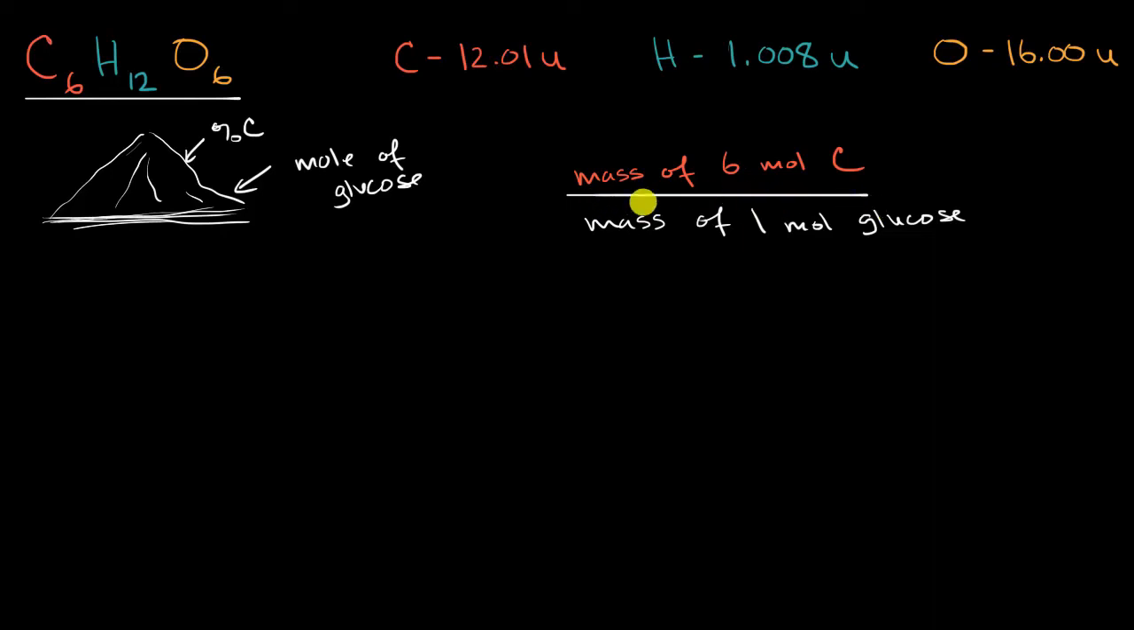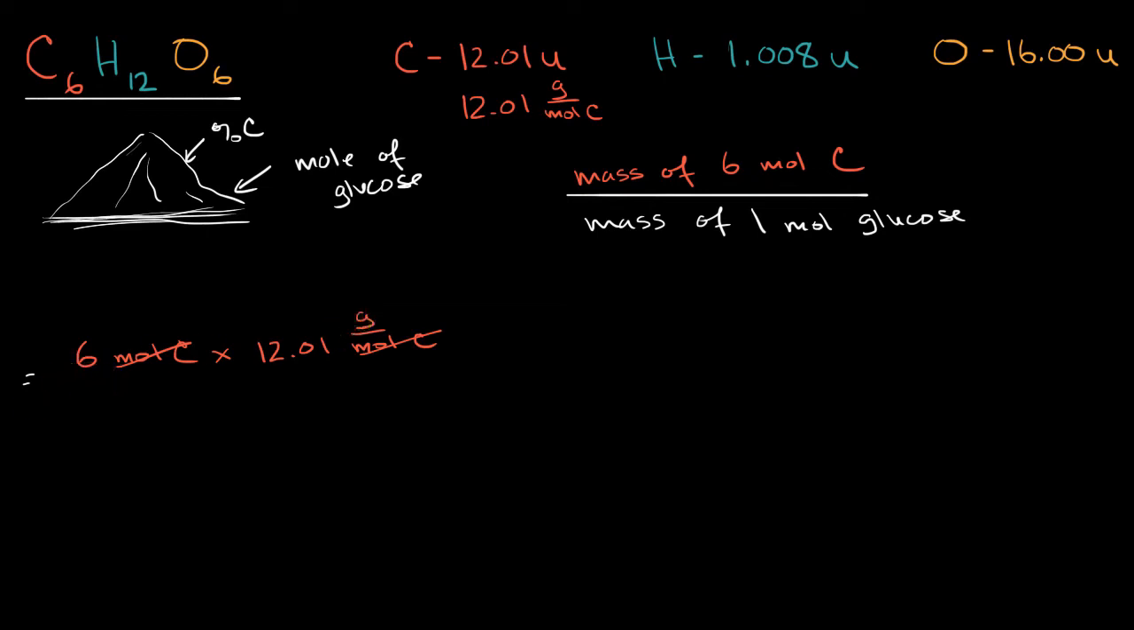Now, what is this going to be? Well, in our numerator, we're going to have 6 moles of carbon times the molar mass of carbon. Well, what's that going to be? We can get that from the average atomic mass of carbon. If the average atomic mass is 12.01 universal atomic mass units, the molar mass is going to be 12.01 grams per mole of carbon. So times 12.01 grams per mole of carbon. And notice the numerator will just be left with grams.